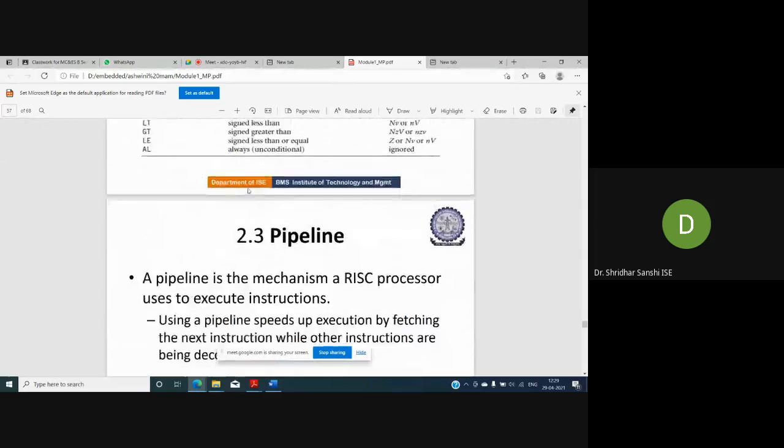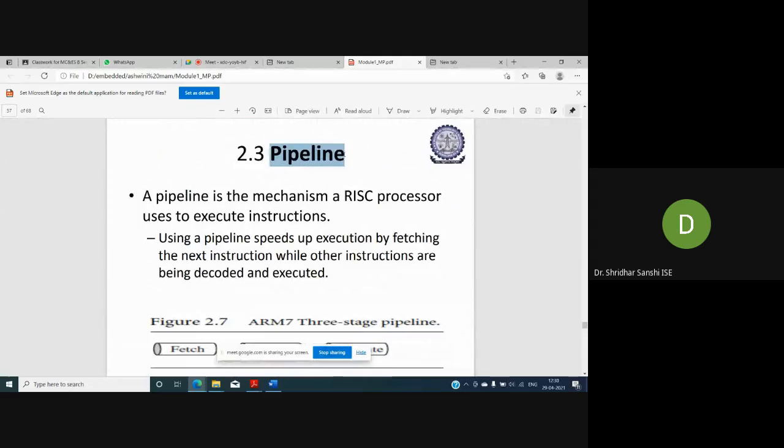So the next concept is pipeline. Class will finish at 12:59. Okay, so what is a pipeline and why do we have to use it? What is the use of this pipeline? We are using this pipeline in the RISC processor. Whenever the RISC processor uses this concept called pipeline, why does it use it? It uses it to increase the speed of execution.